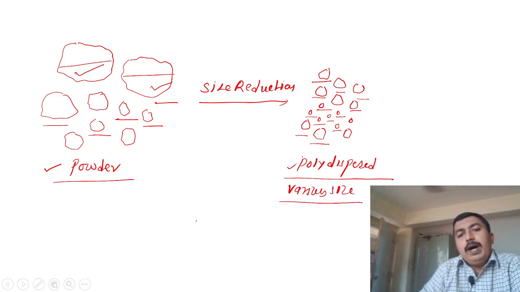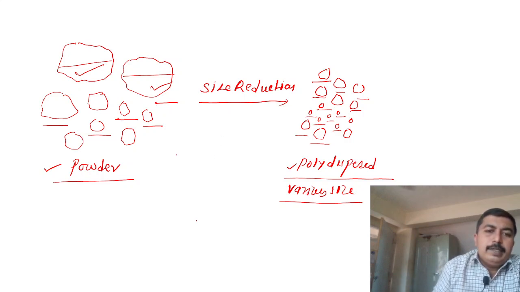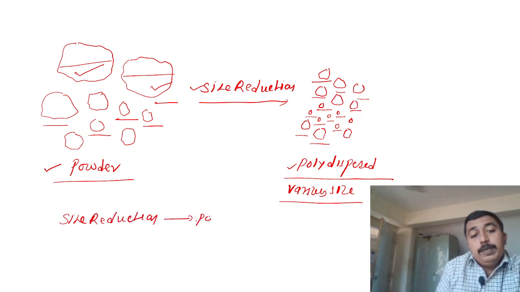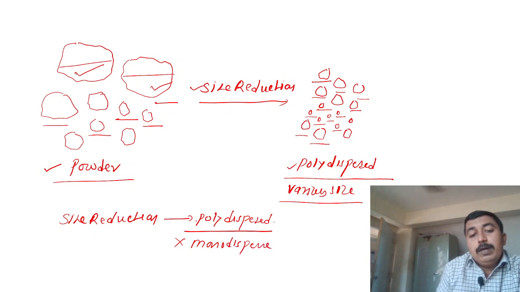Why have we discussed this? Through the size reduction process, you will get a polydisperse sample. You will not get a monodisperse sample. Polydisperse means powder particles are available in various size ranges. Monodisperse means all powder particles have the same size. So through size reduction, you will get polydisperse powder.